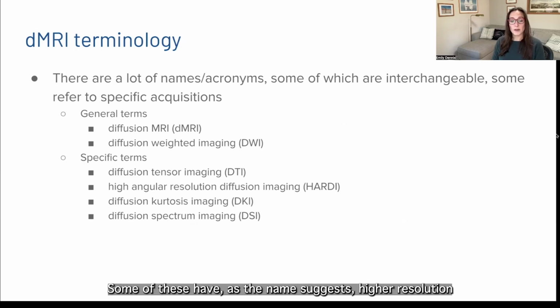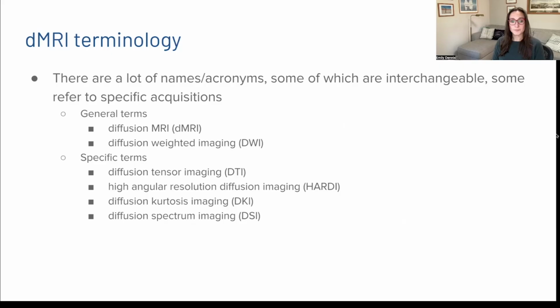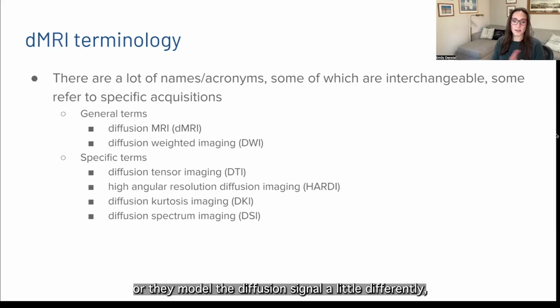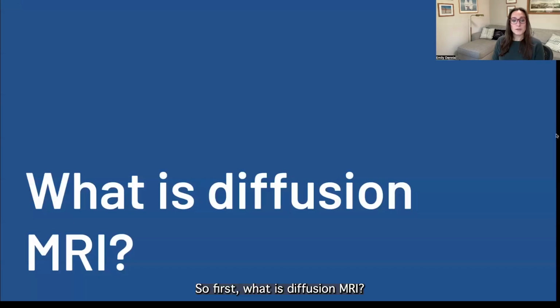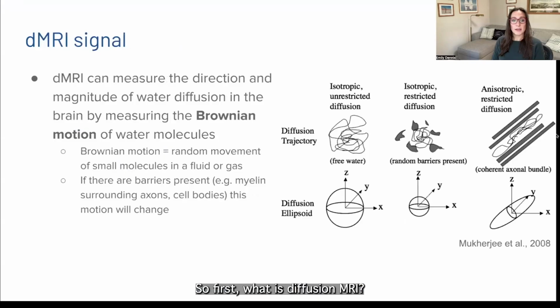And these ones refer to specific ways of modeling the data or specific resolutions of the data. Some of these have, as the name suggests, higher resolution to identify differences in white matter structure, or they model the diffusion signal a little differently, perhaps to be able to disentangle crossing fibers, which is a common issue with more basic DTI acquisitions. So first, what is diffusion MRI?